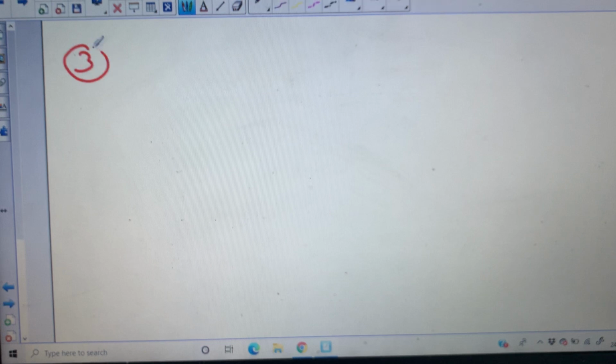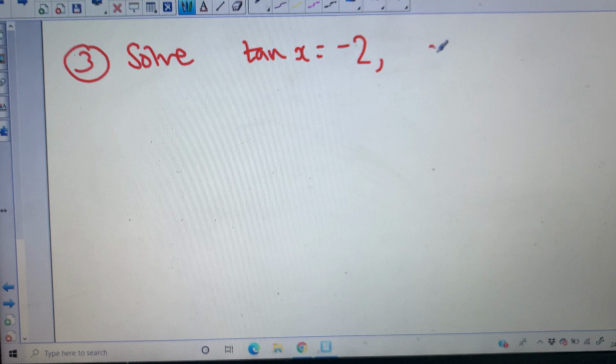Right, number 3, we're going to solve tan x = minus 2, and our range, and we're going to be giving this in a different way, is going to be (minus 180, 360).